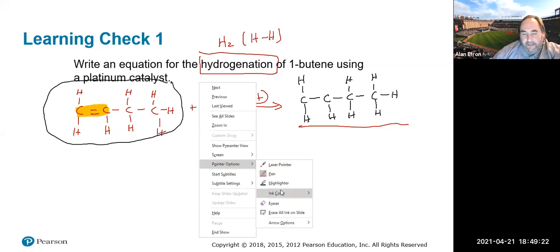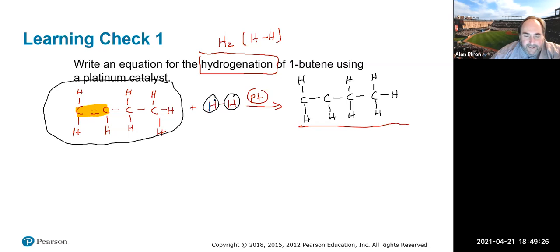And I'll just do it here in a different color so we can make a distinction. We'll turn these guys bluish here. So one hydrogen will go where we made room over here, and the other hydrogen will go right about there. We again went from an alkene in this case to an alkane. Question on that?